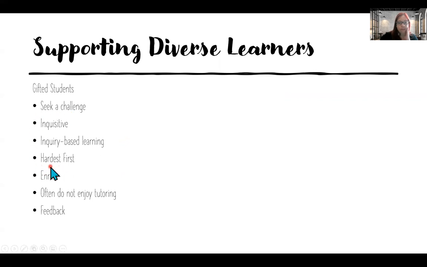Another strategy is giving them the hardest first. So if they can show that they can do the hardest problems first, then there's no need for them to do all the easy problems. Just do the hardest first. You've demonstrated your understanding. Now you can go work on that project. Give them enrichment activities, and keep in mind that they don't often enjoy tutoring.